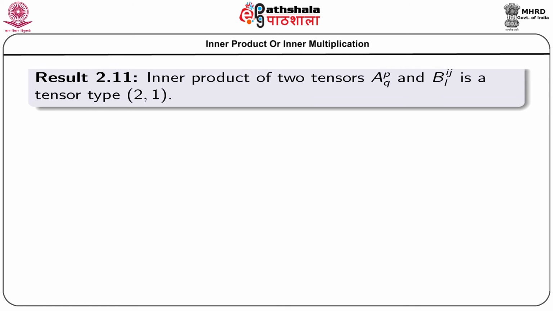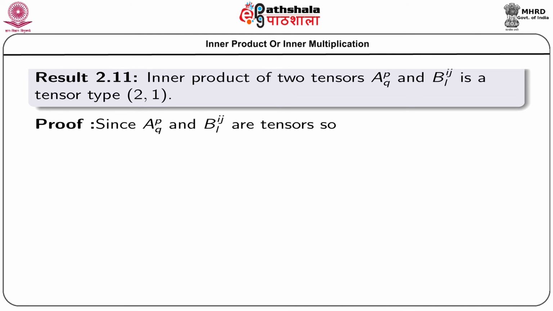This is a result we can prove: the inner product of two tensors, A^{pq}_{m n} and B^{ij}_{l}, is a tensor of type (2,1). After the inner product of the components of these two tensors, A^{pq} and B^{ij}_{l} give a tensor of type (2,1). Let us see how it follows.